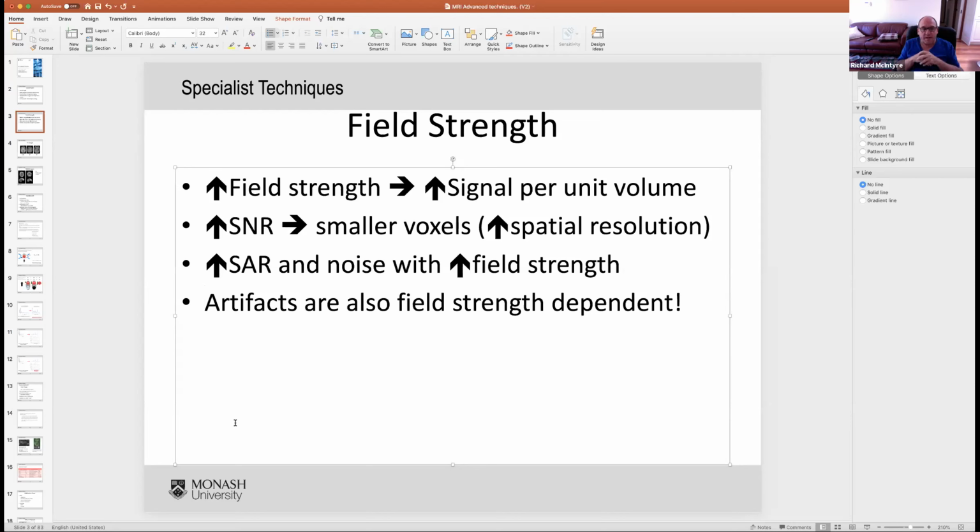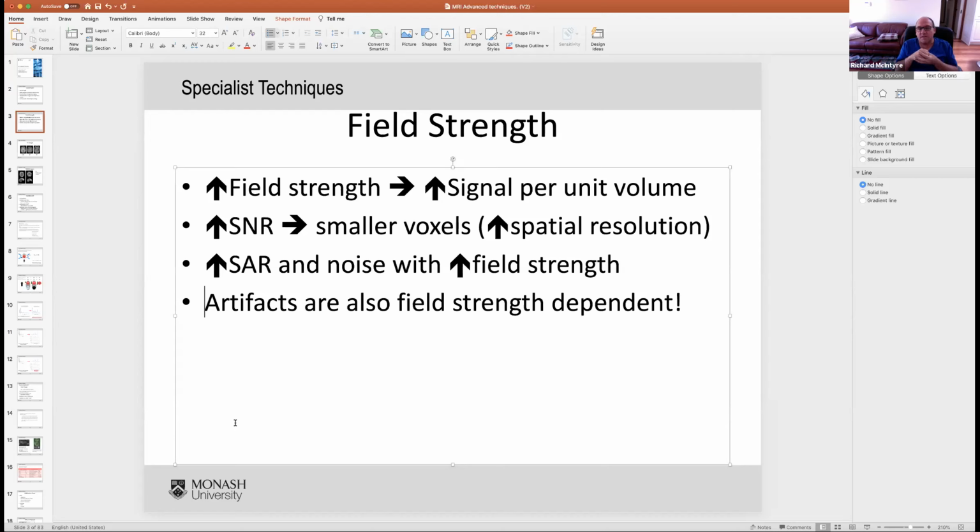Okay, so we also get increased SAR, and I think we discussed that, or you guys discovered that last year in your assignment. Because the resonant frequency is a lot faster at 3T, the RF that has to match that resonant frequency has to be a lot faster. We know that if the RF is a lot faster, we get increased SAR, okay?